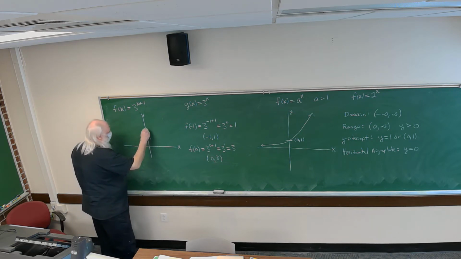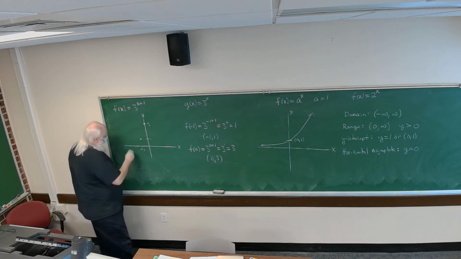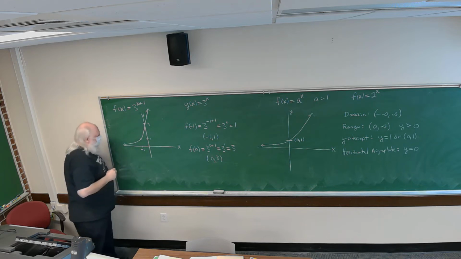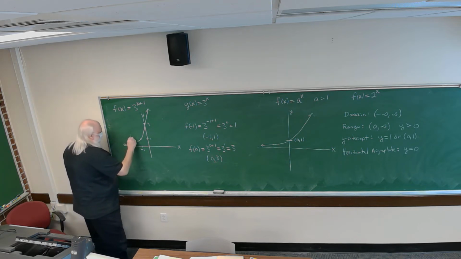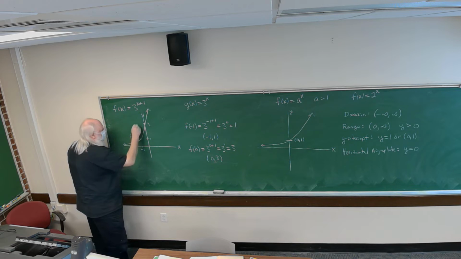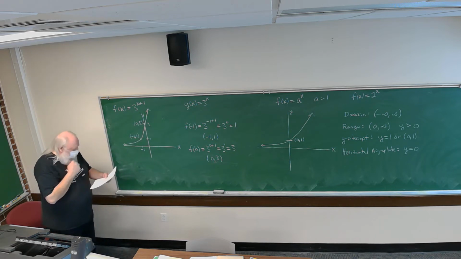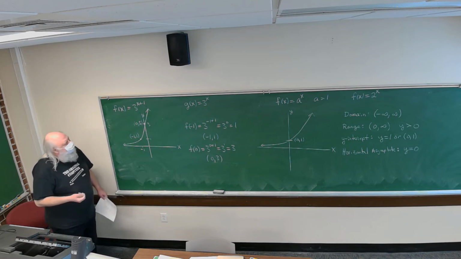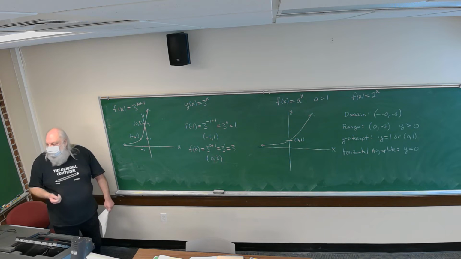So here's 1, 2, 3. And so the graph is going to go up from left to right. It's going to look something like that. Here's minus 1, 1. And here's the y-intercept, 0, 3. Okay?